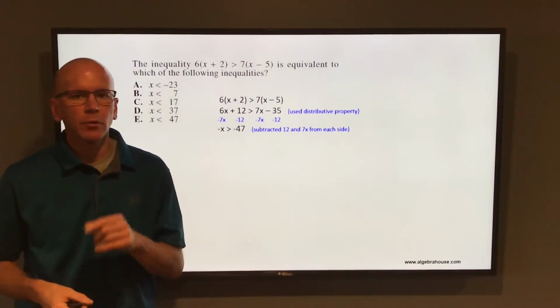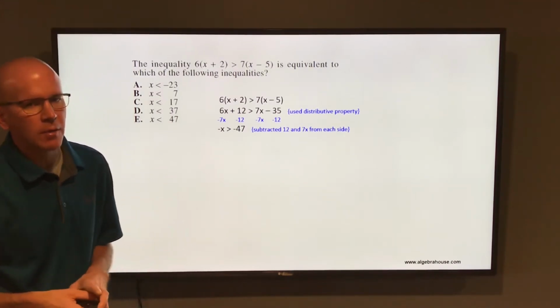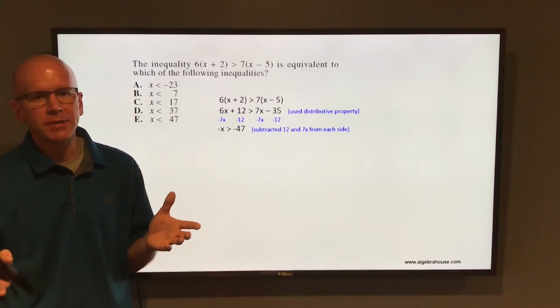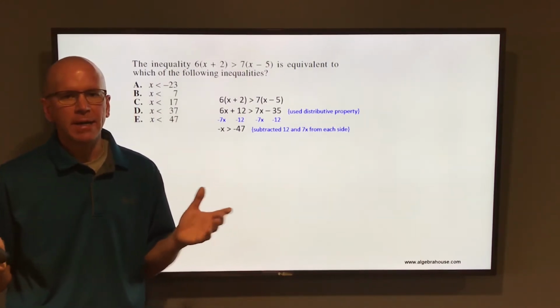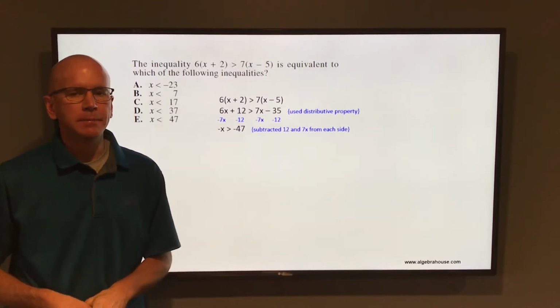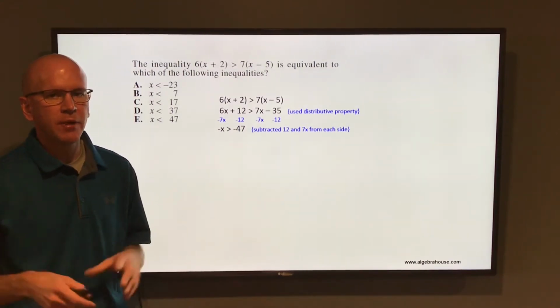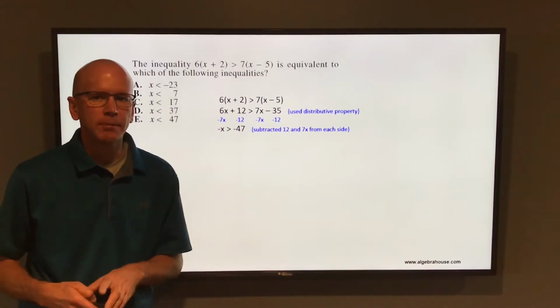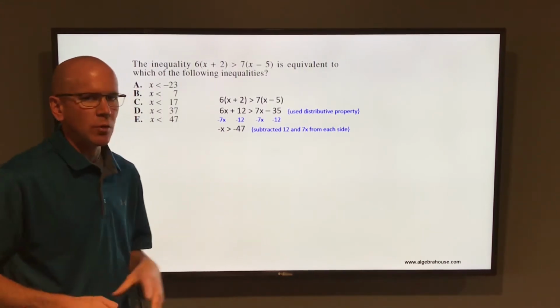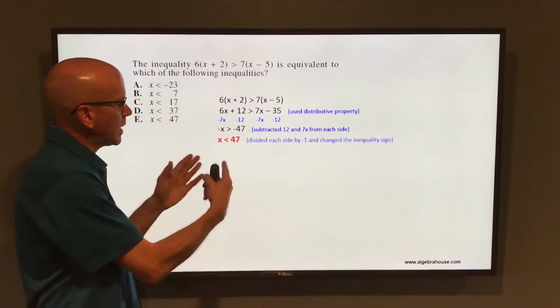Now here's the one rule you have to be careful of when you are solving inequalities. Whenever you multiply or divide both sides of the inequality by a negative number, you have to change or flip the inequality sign. Once again, whenever you multiply or divide by a negative number, change or flip or reverse the inequality sign. So that greater than sign is going to become less than when we divide by negative 1.